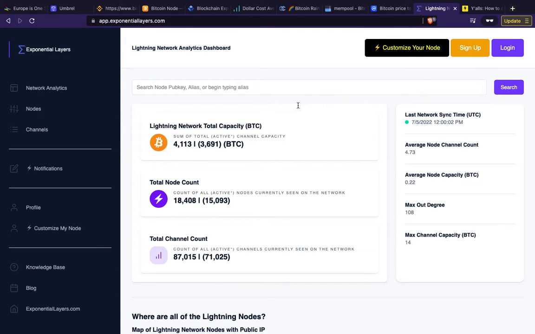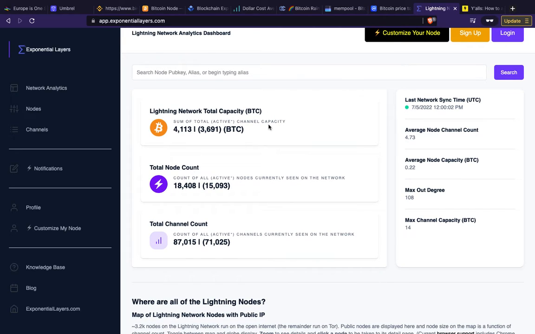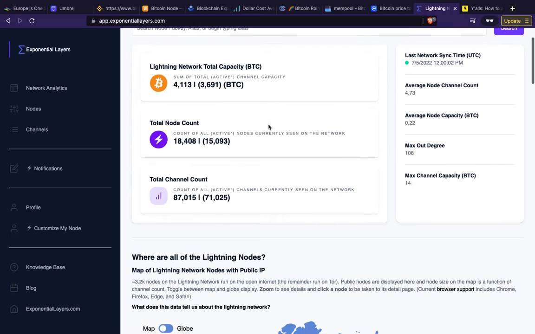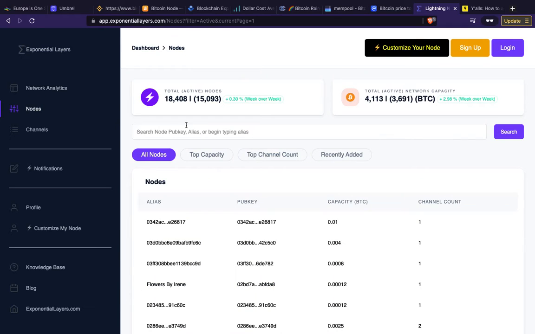I wanted to show you guys this app, exponentiallayers.com. I find it very interesting, especially if you have a Lightning node. This may really help you, showing exactly the capacity of Bitcoin on the Lightning network, and then you see how many nodes, how many channels. There's a lot of good information over here that can be very, very useful.